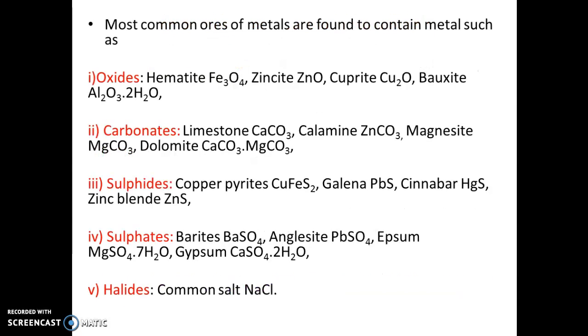Different metals are found in different compounds like oxides, carbonates, sulfides, sulfates and halides. Examples of ores are hematite, zincite, cuprite, bauxite, limestone, calamine, magnesite, copper pyrites, galena. So different metals are found in their compound state.